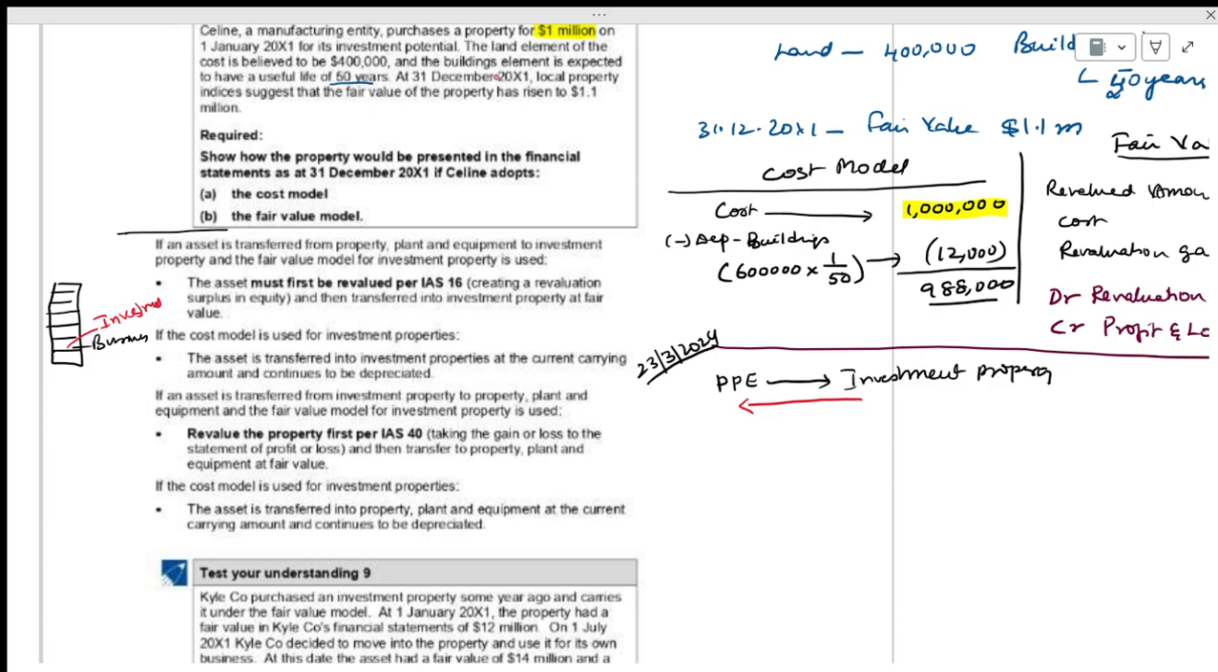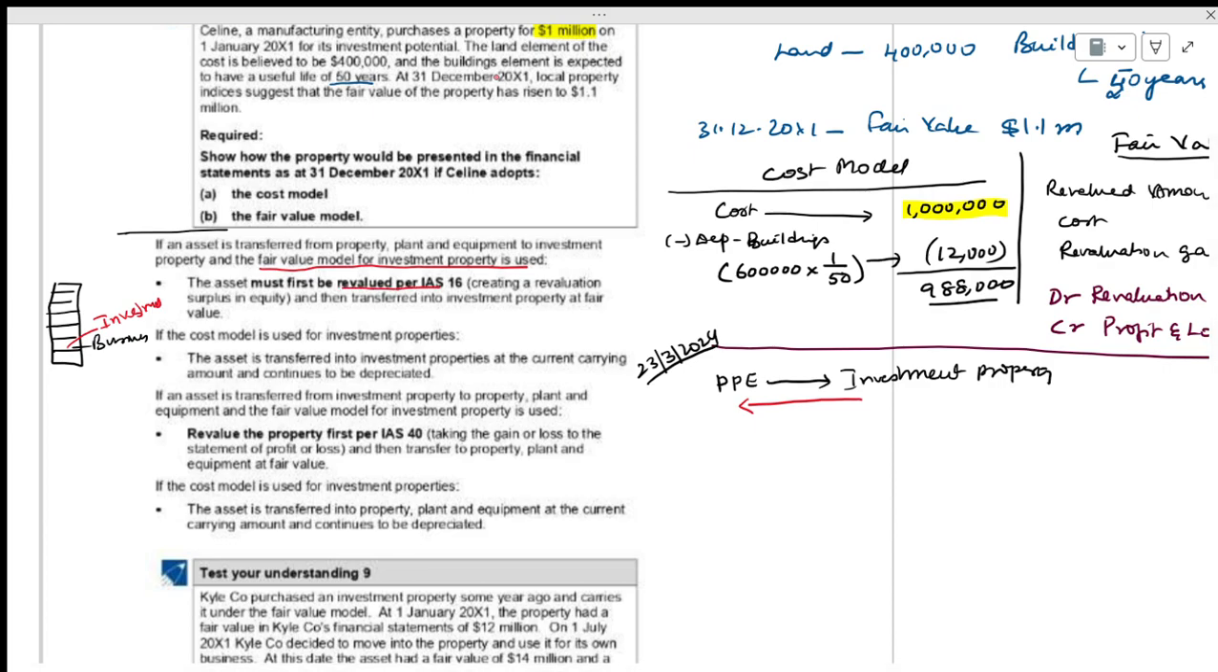First, what you have to do: if an asset is transferred from property, plant and equipment to investment property, and the fair value model for investment property should be used, in that case, whatever the value that exists on the date has to be used. What does the rule say? The asset must first be revalued. You have to revalue the asset.